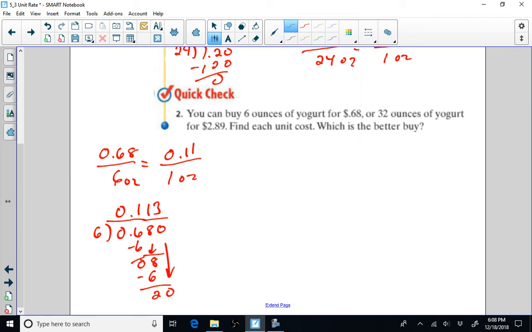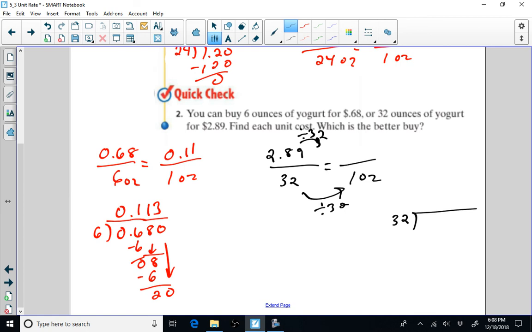Change colors. Our other example says that for $2.89, we're going to get 32 ounces. So we want to find the cost for 1 ounce. Right, so we'd have to divide by 32. So on the side of my paper, 32 into 289. Decimal in our quotient. 32 can't go into 2. 32 can't go into 28. But 32 can go into 289.